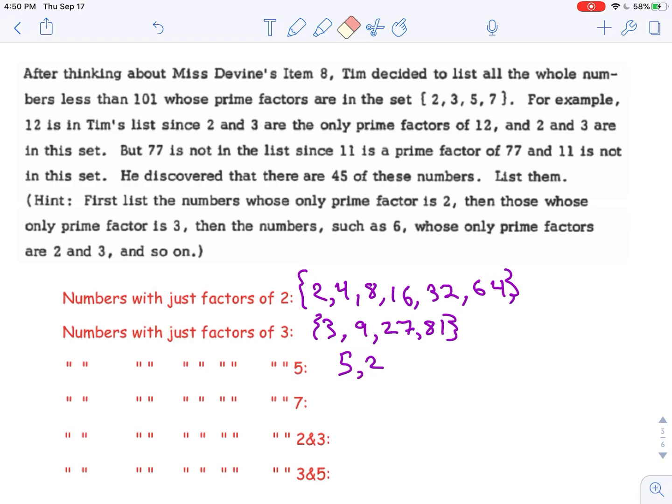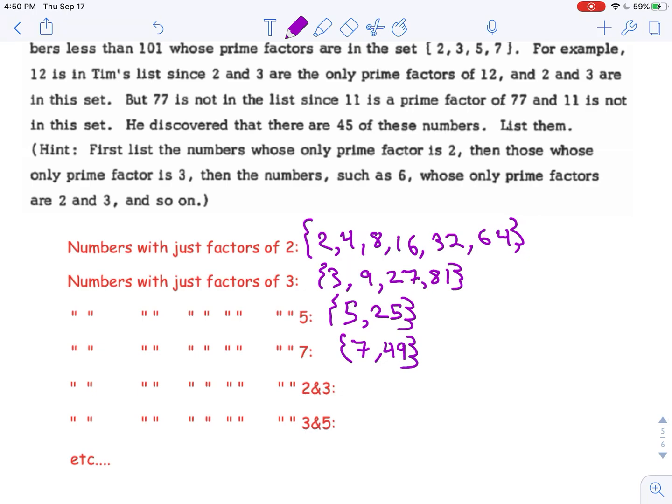Just factors of 5, it gets smaller. Just factors of, why did I write 24? That was silly. Just factors of 7 gets even smaller, well, not really smaller, but definitely we run out of space because I almost had one with the 5, 25. It could have gone to 125, but for 7, 49, the next number up is 343. That's way off the list.